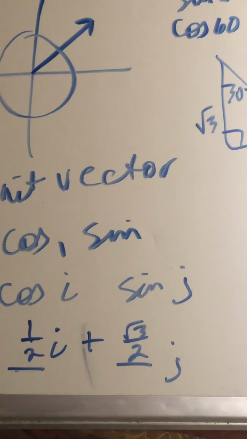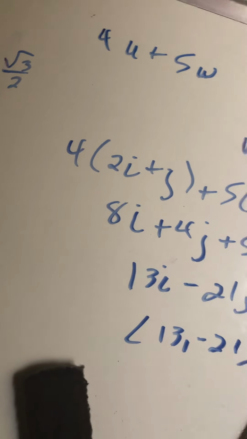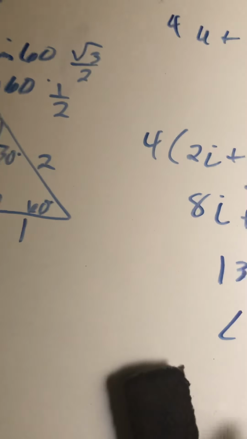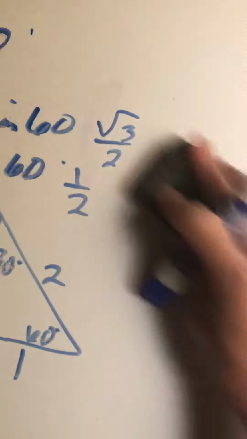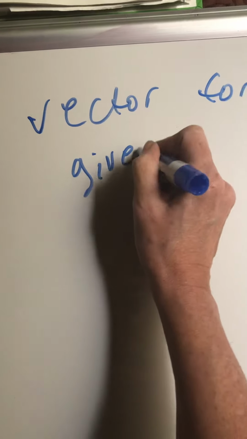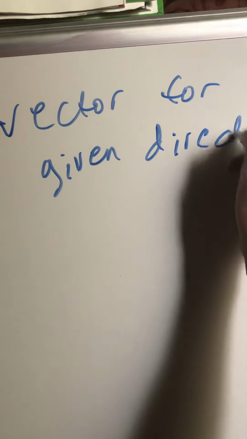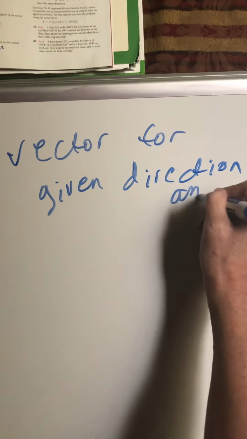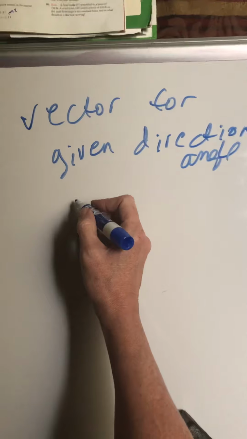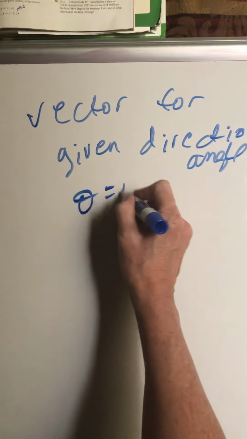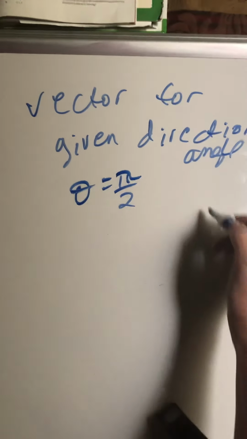So let me find another one of those. Again, you're being asked for a vector for the given direction angle. So they'll give you a direction angle, like here theta is pi over 2, and you're asked to sketch it.